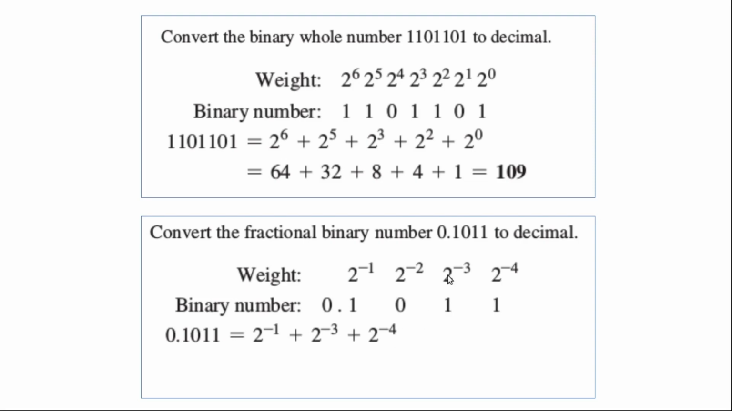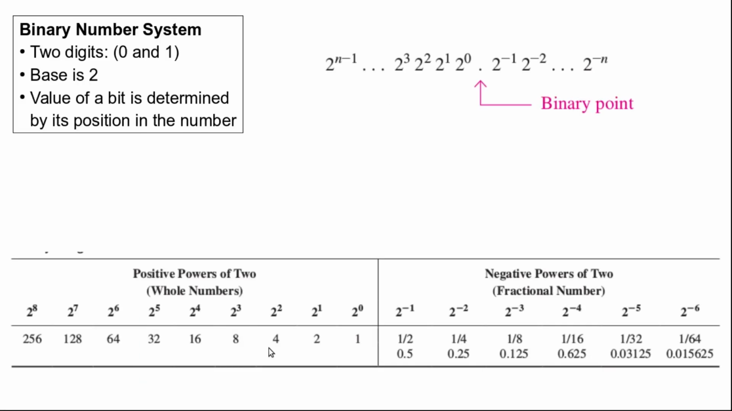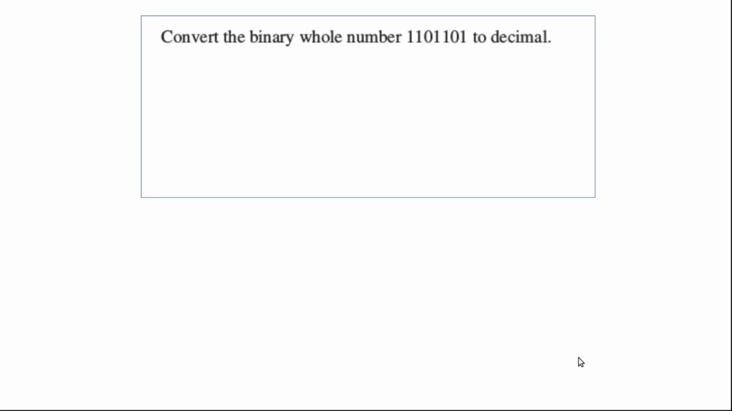plus 1 into 2 to the power minus 3. 0 into 2 to the power minus 2 is 0. That's why we don't see 2 to the power minus 2 here. And 1 into 2 to the power minus 1 is 2 to the power minus 1. And now from the previous table, if you remember, 2 to the power minus 1 is 0.5, 2 to the power minus 3 is 0.125, and 2 to the power minus 4 is 0.0625.